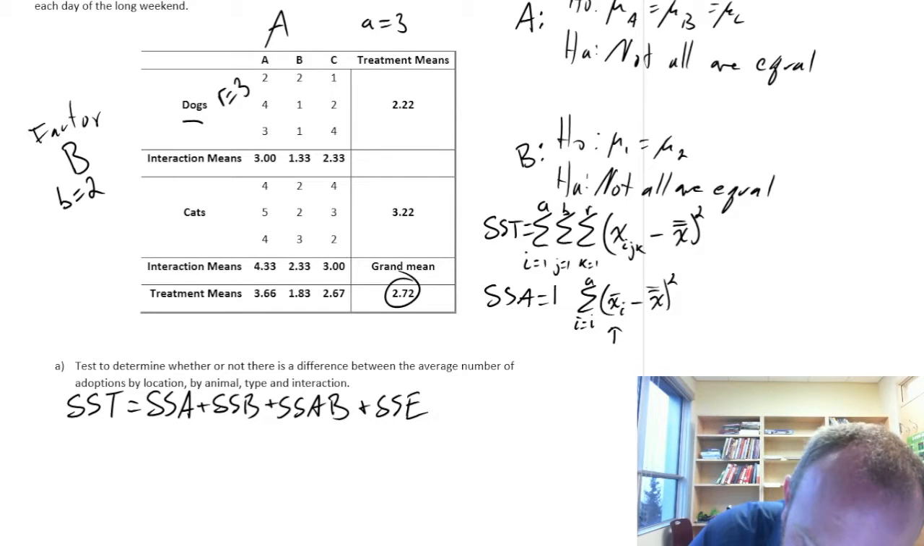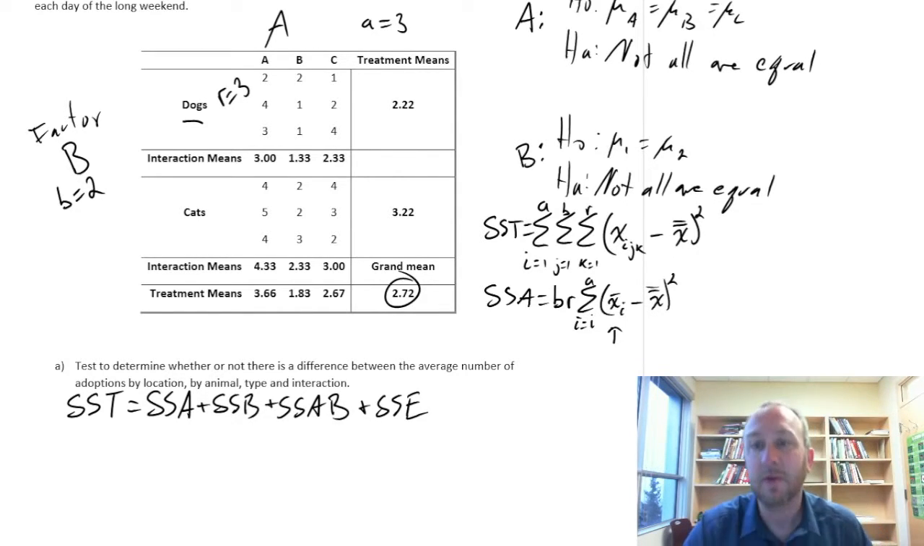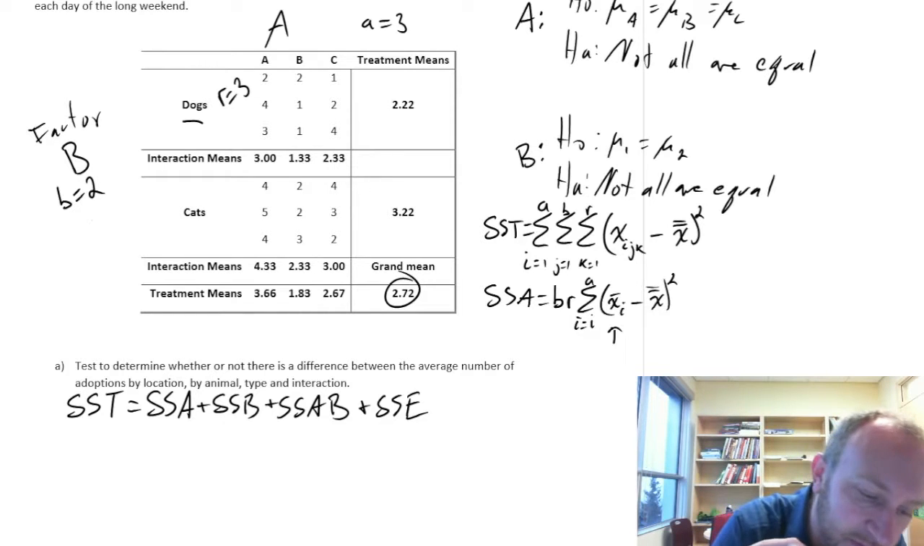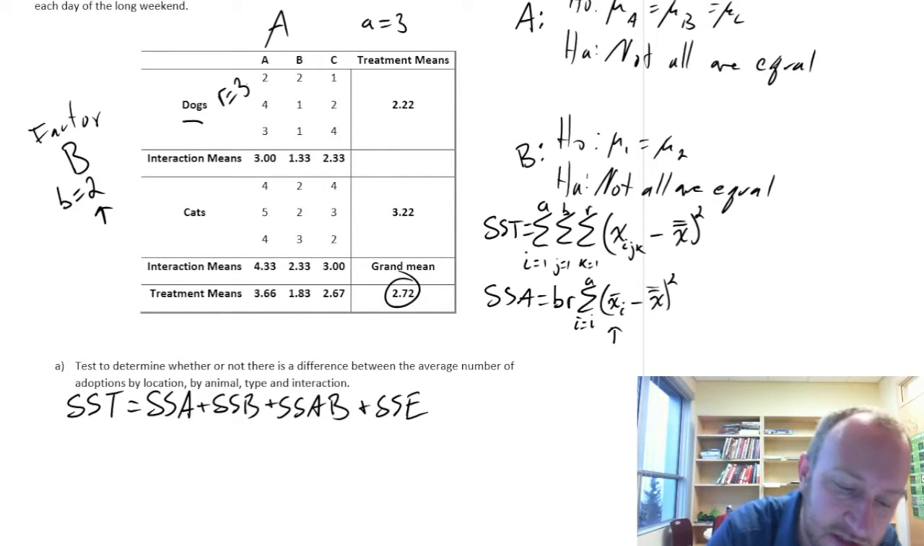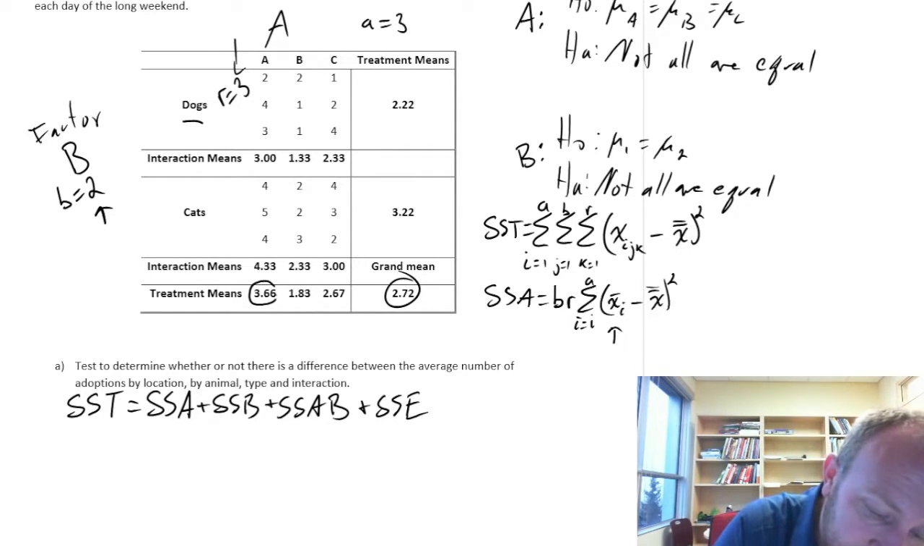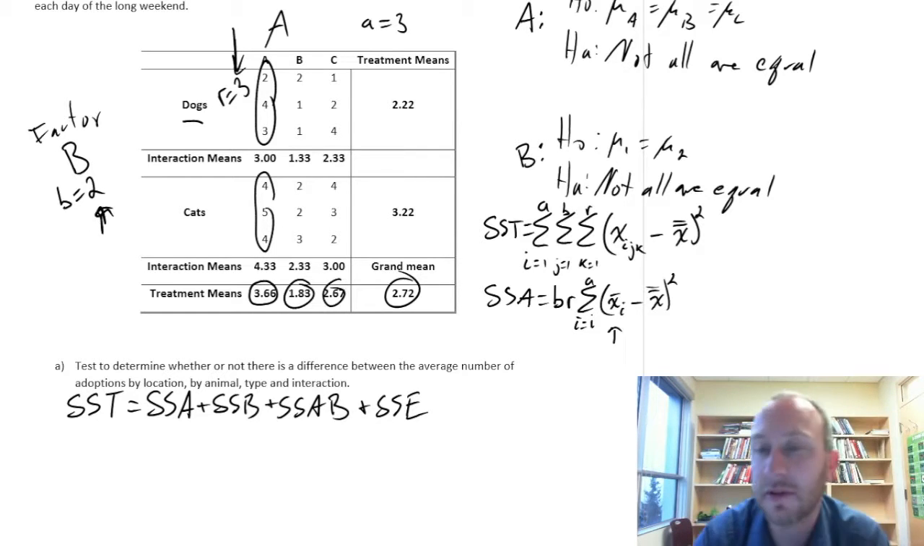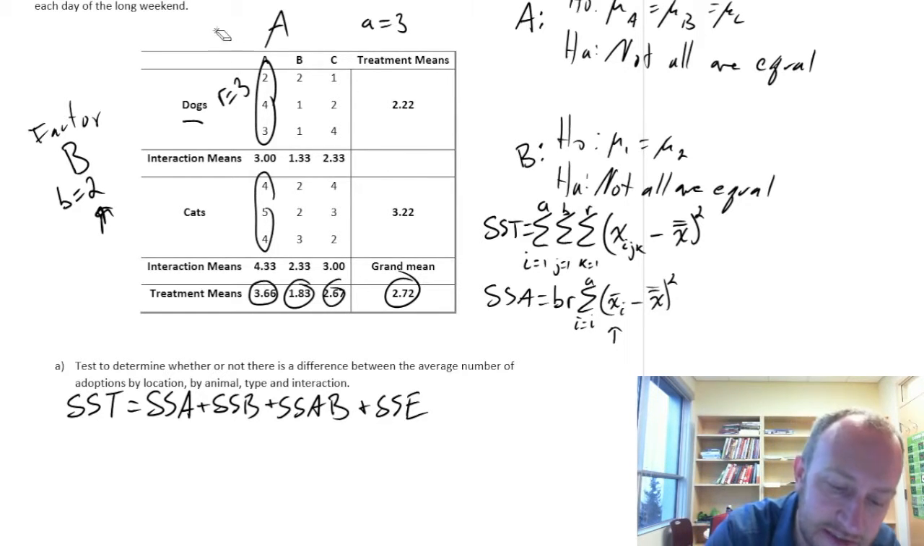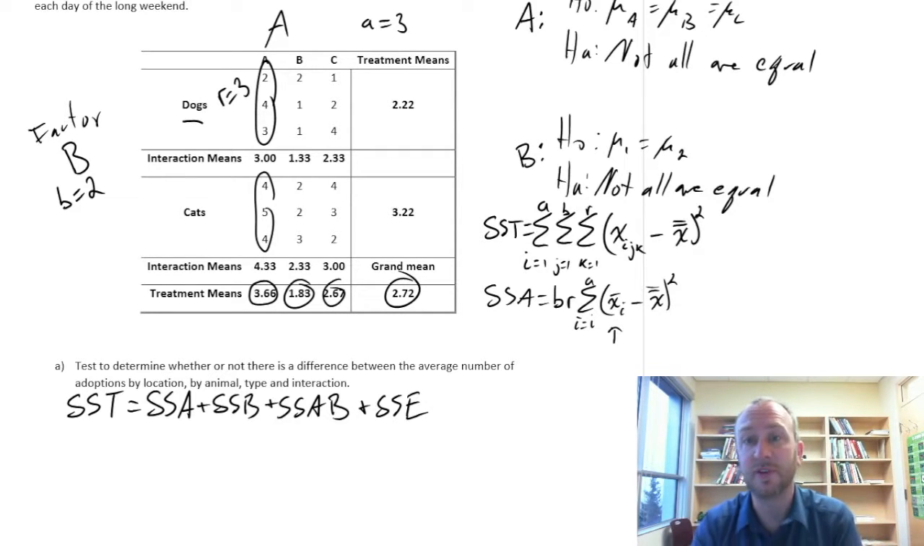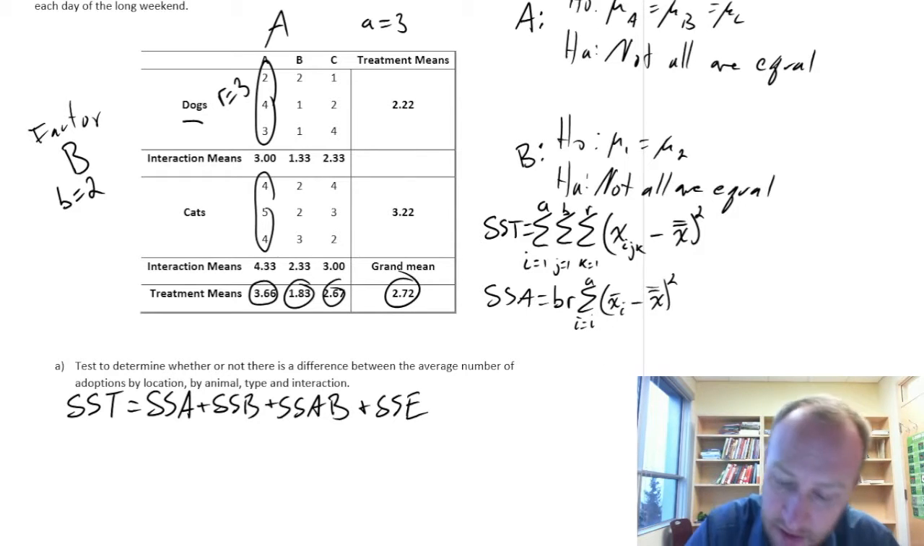In this case, we call it BR. Why BR? Well, in factor B, I have two treatments. I have 3 replications. So each of these treatment means here contains 6 observations, 2 times 3. So it's still the same calculation that we've done before. It's just the notation starts to look a little bit more tedious.